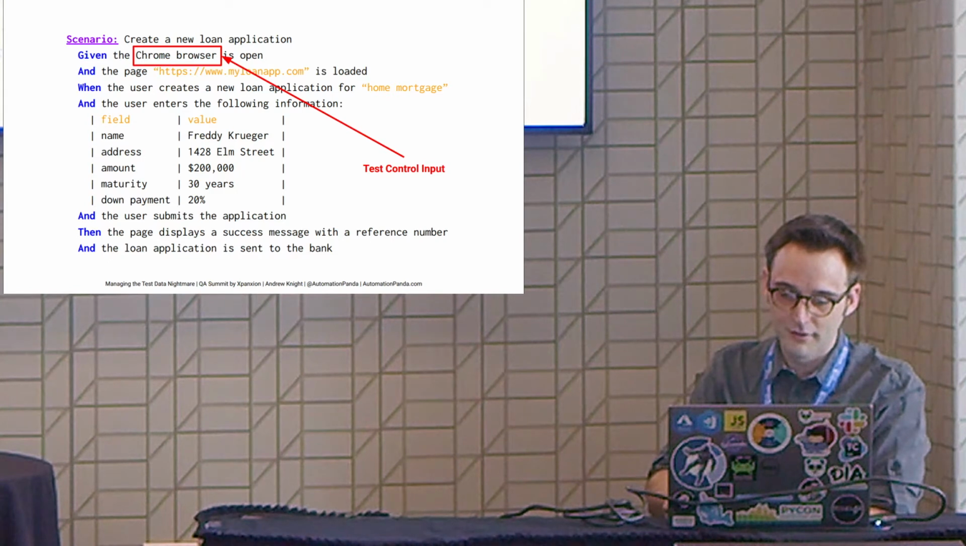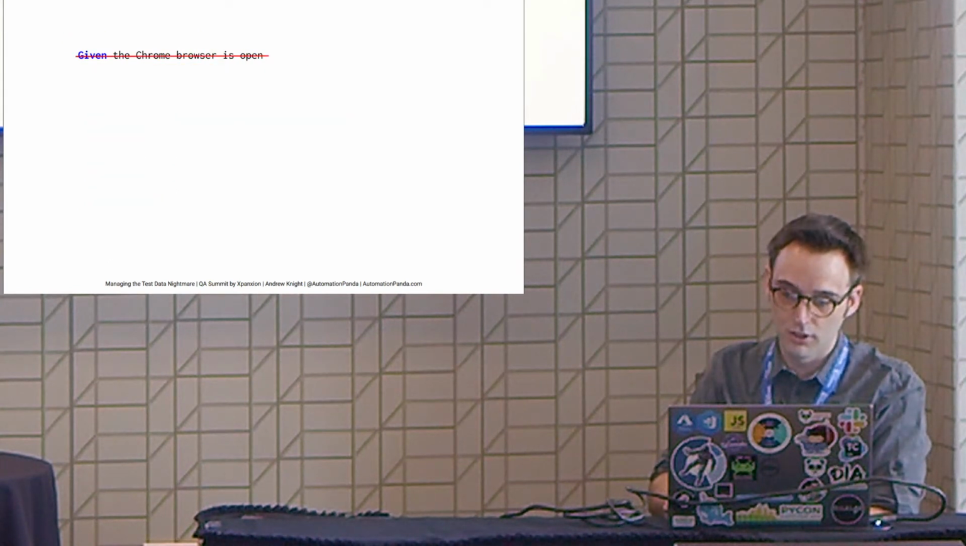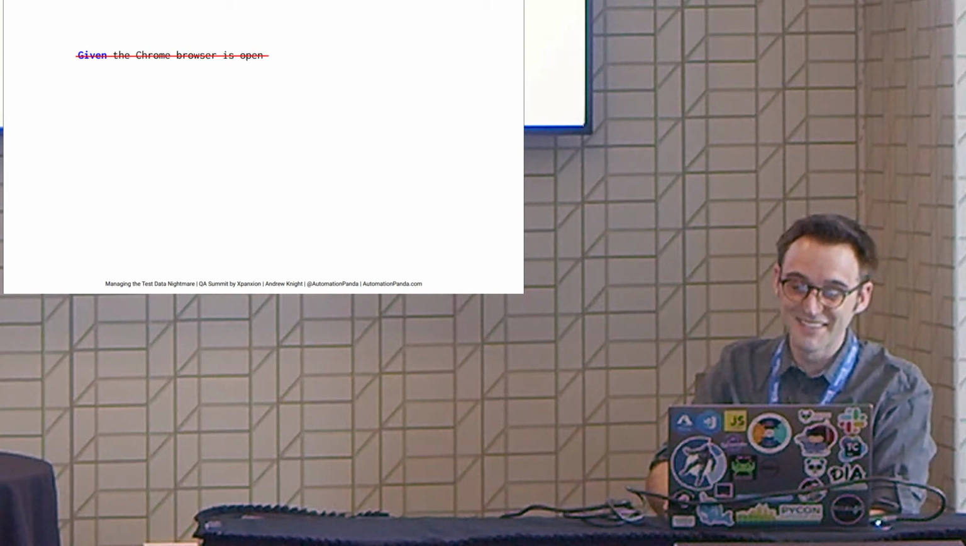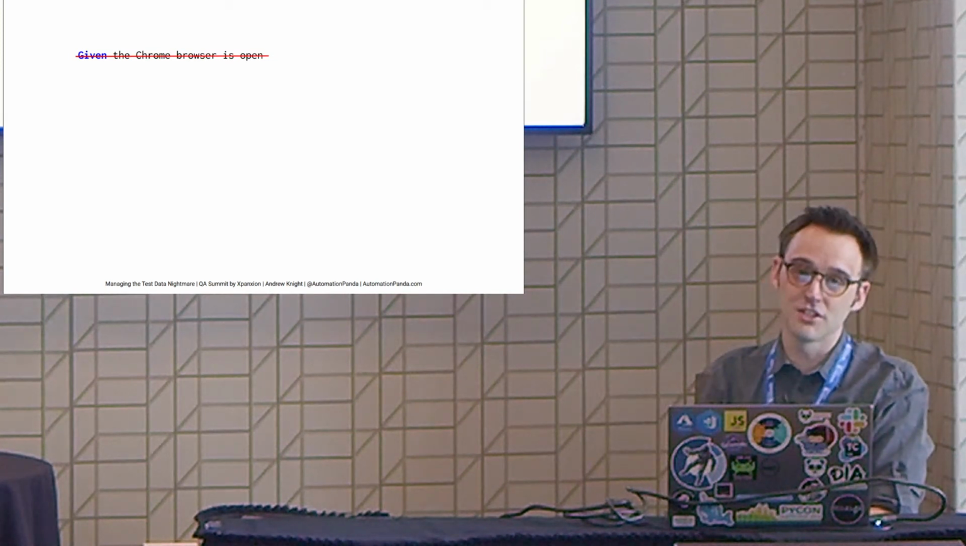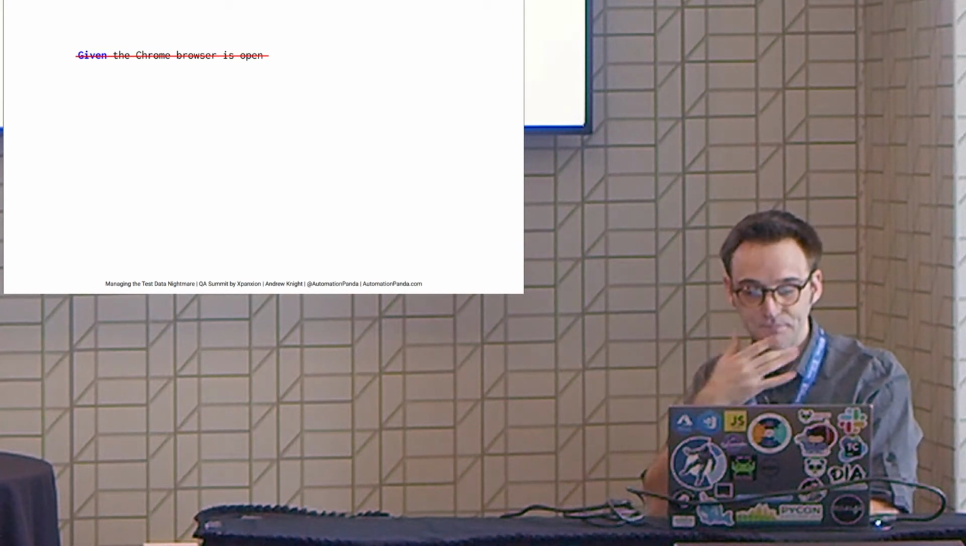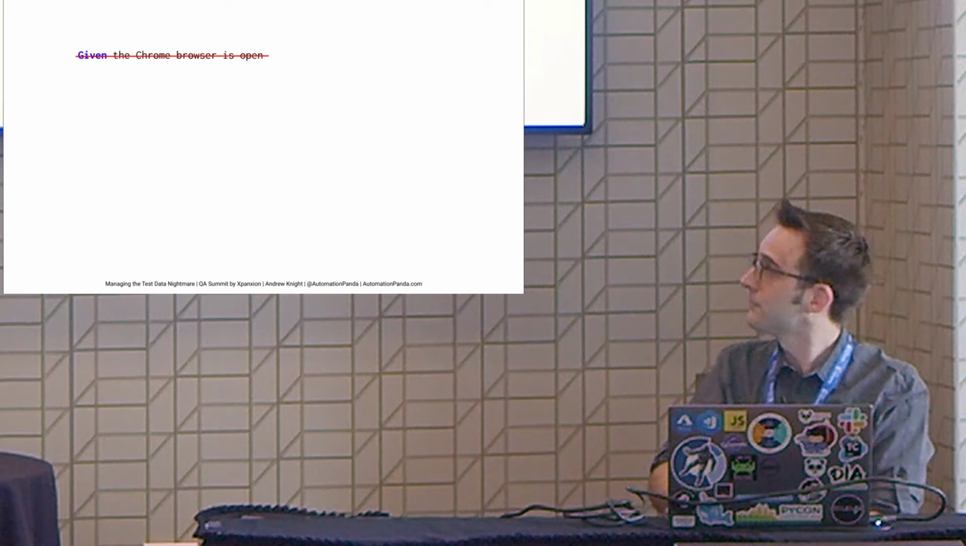As a best practice, test control inputs should not be hard-coded into test automation code. Please don't do that. Instead, they should be passed into automation as inputs. That way, tests can easily be retargeted. And there are a few ways to do this.